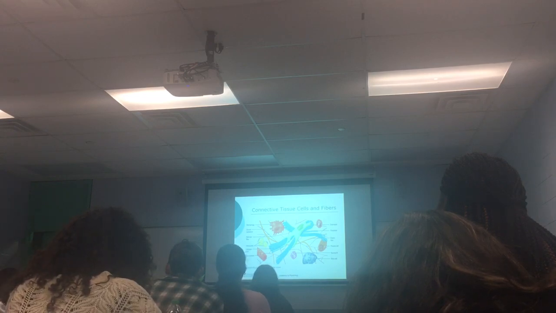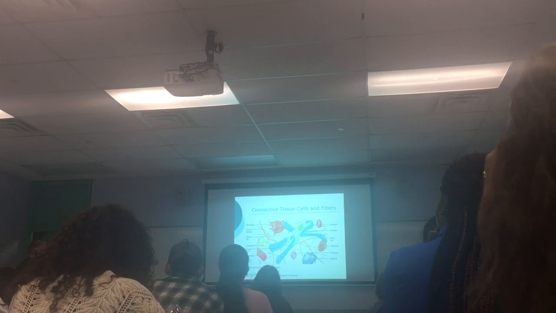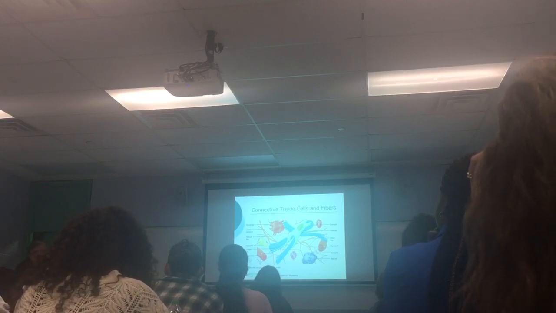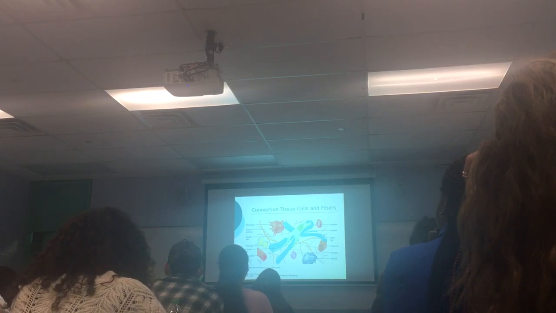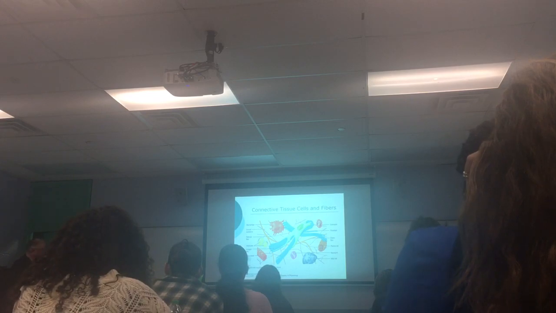Mast cells along the line of our blood vessels release histamine. All right, so those are the cells. Then we have these big fibers here. Fibroblasts lay down the fibers and ground substance. They make the chemicals that lay down the fibers and ground substance.